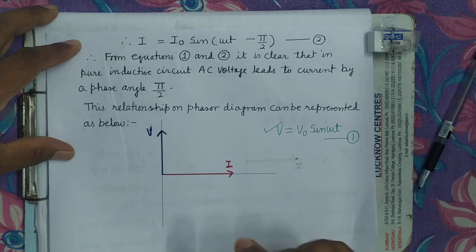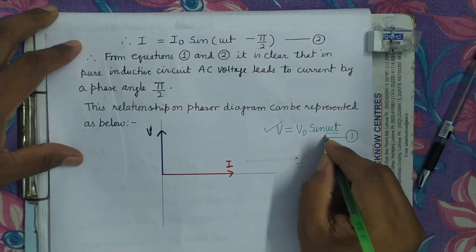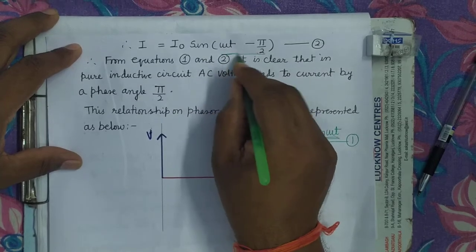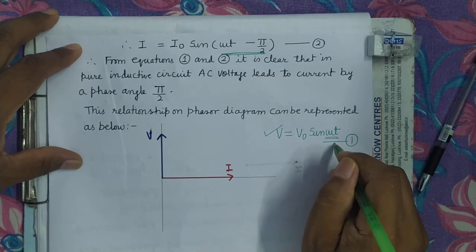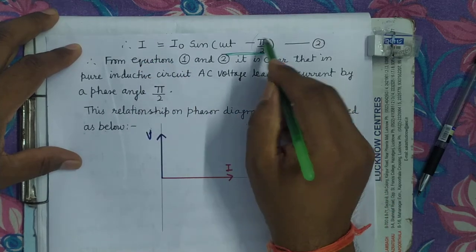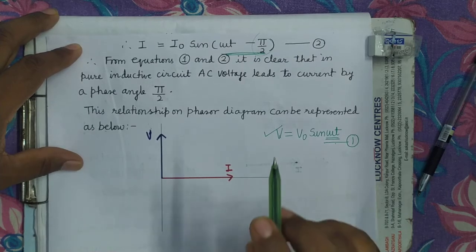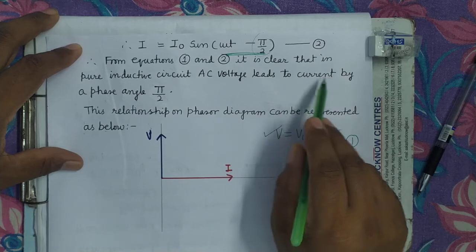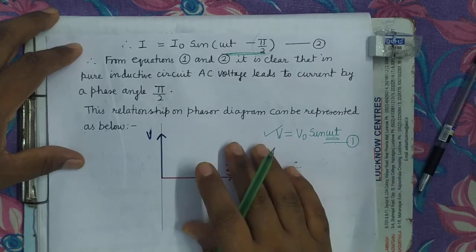It's clear? So you can see here, which one is leading? Whose phase angle is smaller, whose phase angle is bigger? The voltage's phase angle is omega t, and the current's phase angle is omega t minus pi by 2. Means the current has a smaller phase and the voltage has a bigger phase. Means voltage is leading the current by a phase angle pi by 2. Means in a pure inductive circuit, AC voltage leads the current by a phase angle pi by 2. It's clear?